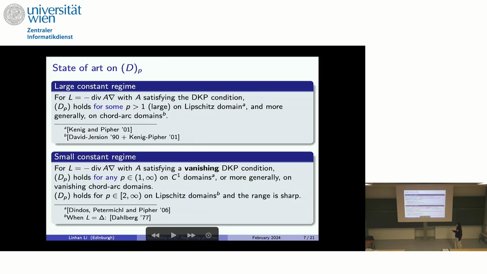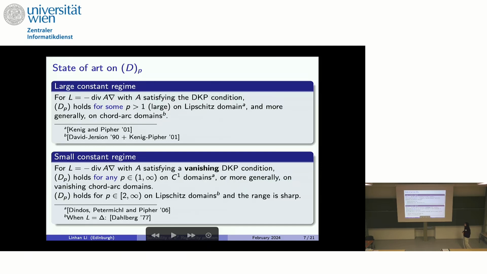In the small constant regime, we assume that the DKP condition has a small constant, meaning that in the limit case, if you assume something like the vanishing Carleson condition, then you actually get L^p solvability of the Dirichlet problem for all p bigger than 1 on C^1 domains. Now, if you want to stick to Lipschitz domains, then the L^p Dirichlet problem is solvable for p greater than or equal to 2. The Laplacian falls into this category, okay?